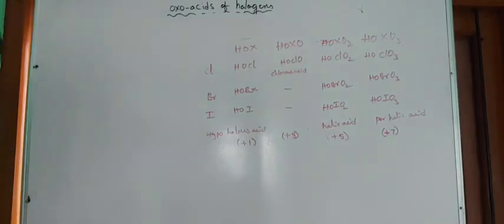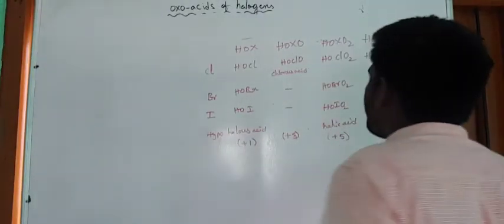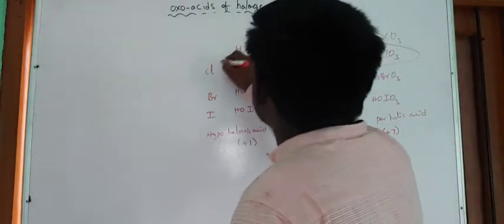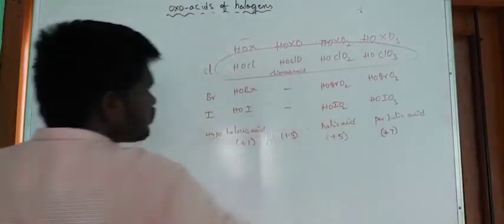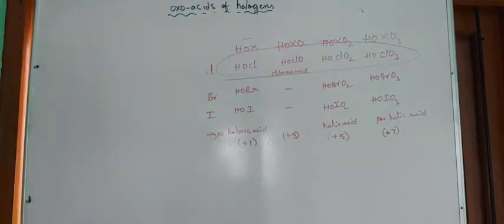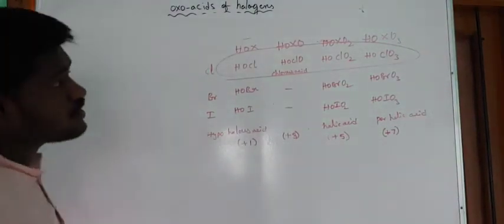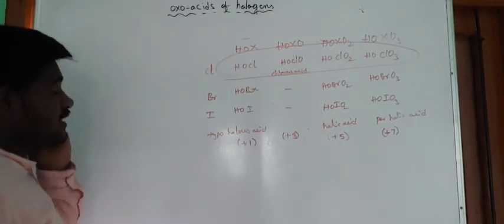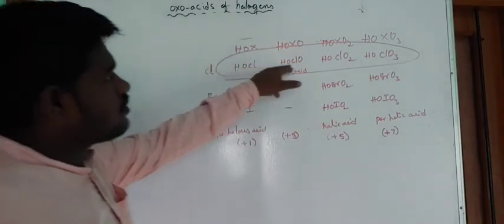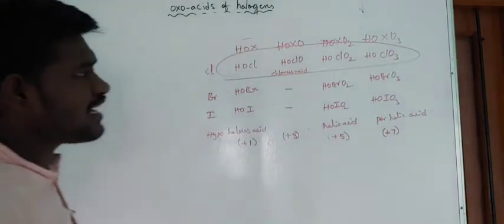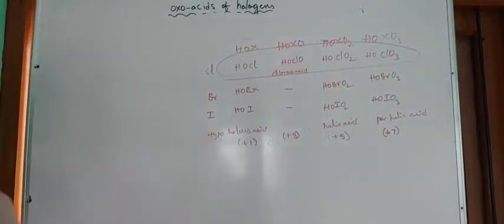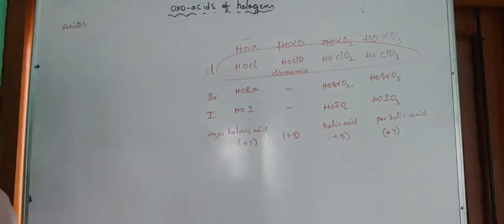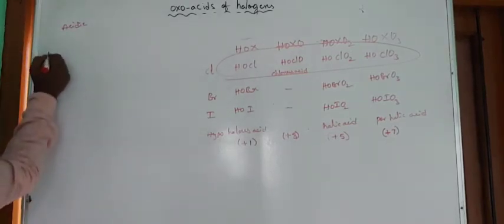So next guys, let me consider this series. Here these are the oxoacids with the same halogen and different oxidation states. So now let us discuss the acidic strength of the oxoacids related to chlorine. So first, acidic strength. Let me write the acids.